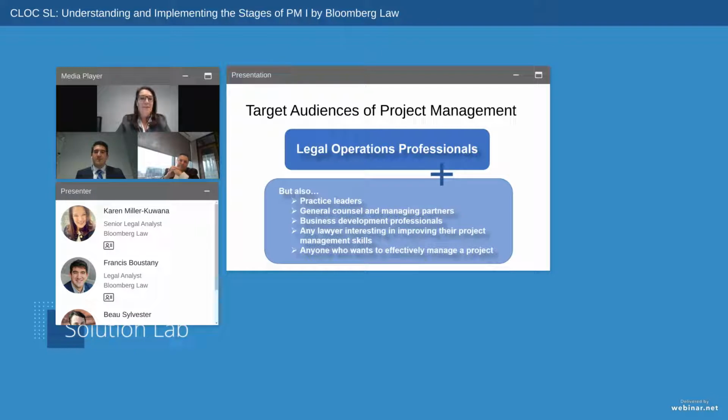I think those are just excellent points, and I couldn't agree more. I love the story analogy, and I'll talk a little bit more about that when we talk about planning the project. But for the moment, I'm going to turn it back to Francis, who will provide a high-level overview of the phases of project management. I think that we can build from there.